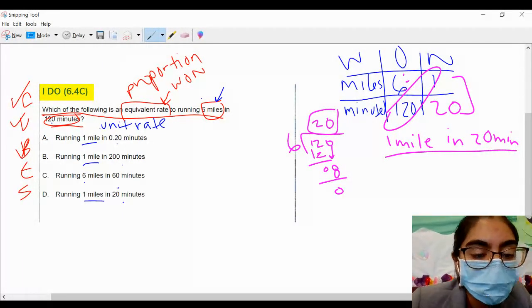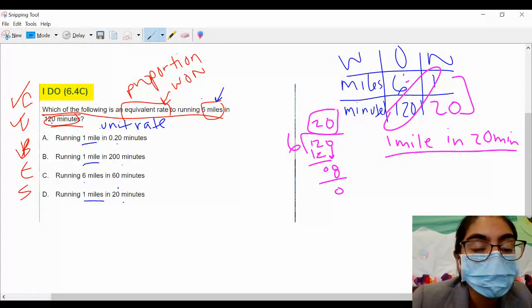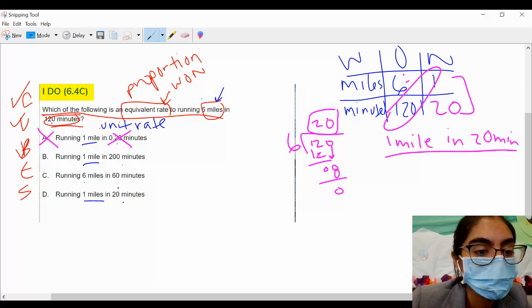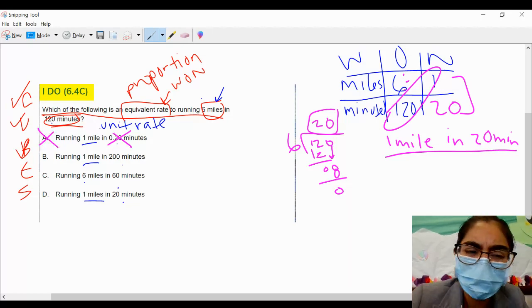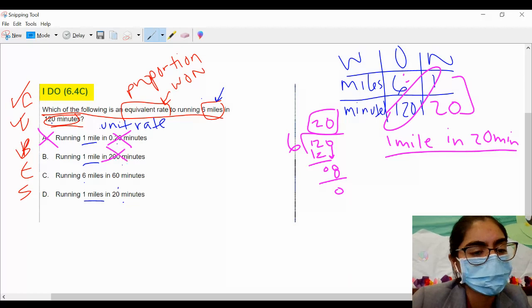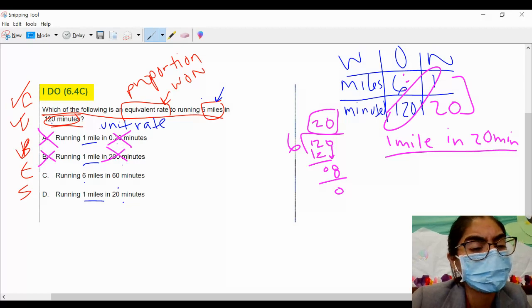A says 1 mile in 2/10 of a minute. Oh, we know that they were trying to trick us there to see if we put the decimal in the wrong place. Nope. Also, wouldn't that be kind of crazy? Running 1 mile in less than a minute? That's probably not true. Let's look at B. Running 1 mile in 200 minutes. Okay, that's probably a really slow mile. Think about it. That's more than 3 hours. Also, they're trying to trick us with place value.